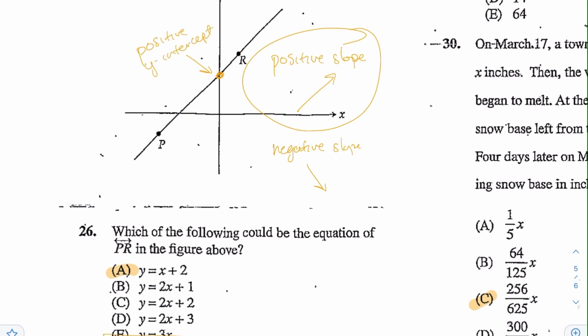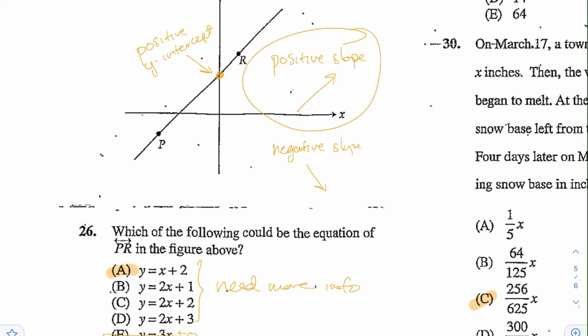So we can eliminate choice E, because choice E doesn't have a positive y-intercept. Its y-intercept is 0. So that means that I would have to pass through the origin, which can't be true. Now, all the other choices actually have positive slopes and positive y-intercepts, so you really can't do this question. You actually need more info, because we don't have any other points, so you can't actually do this question.